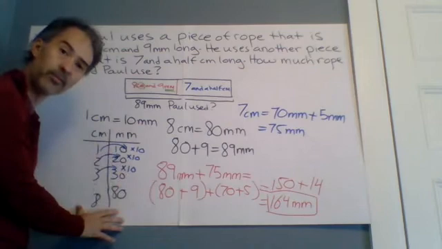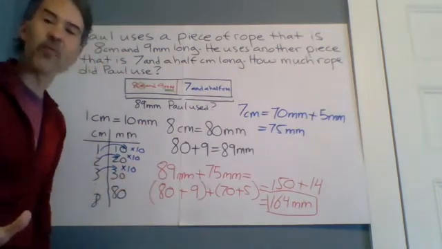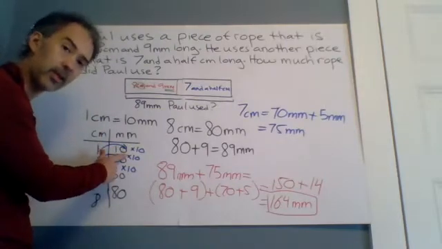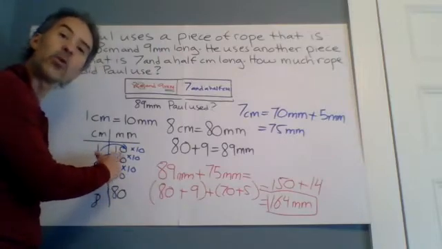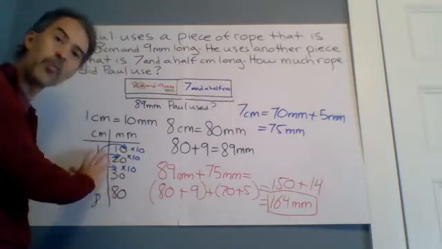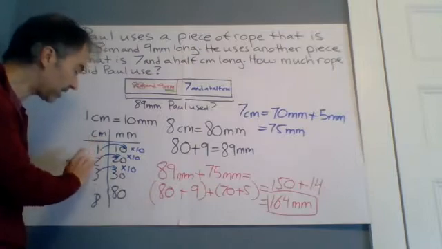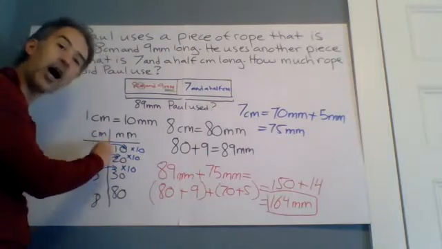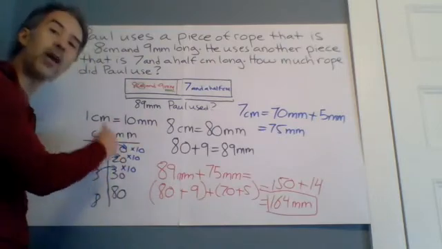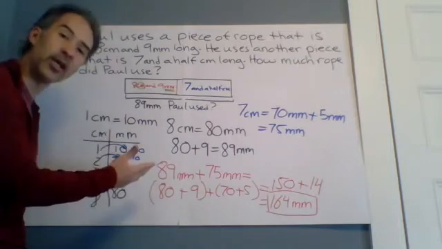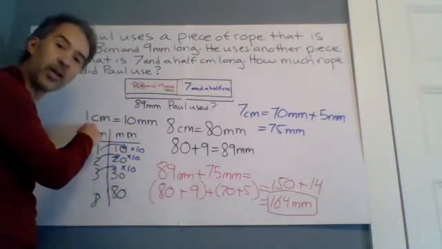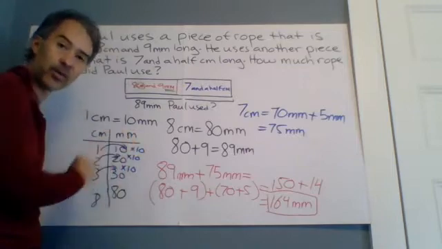So I make a table. Always use any type of model you can to put your thinking on paper. 1 centimeter equals 10 millimeters. 2 centimeters equals 20 millimeters. 3 centimeters, 30 millimeters. There's a pattern here. What I'm doing is moving from centimeters, timesing by 10 to get to millimeters. 1 times 10 is 10. 2 times 10 is 20. 3 times 10 is 30. And I'm doing that because 1 centimeter equals 10 millimeters.